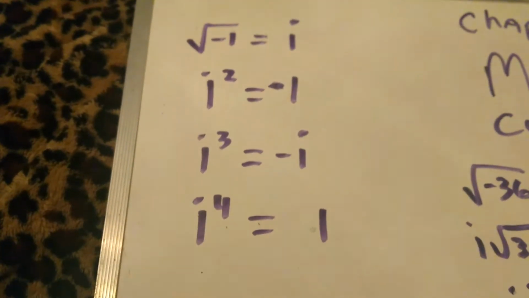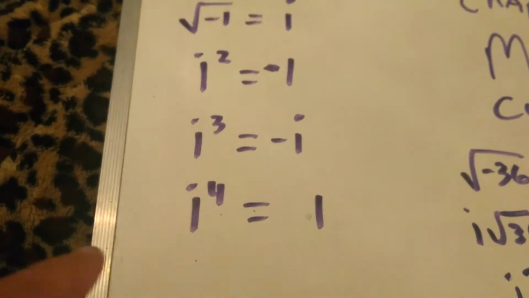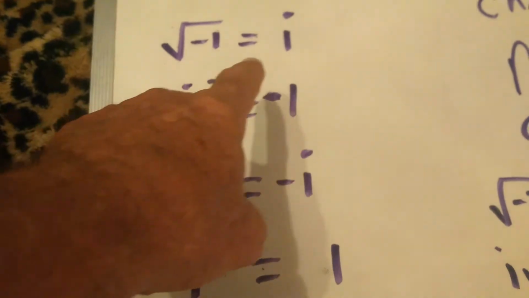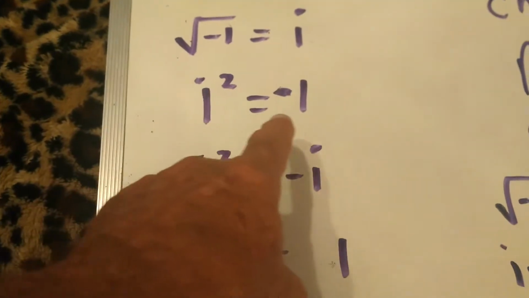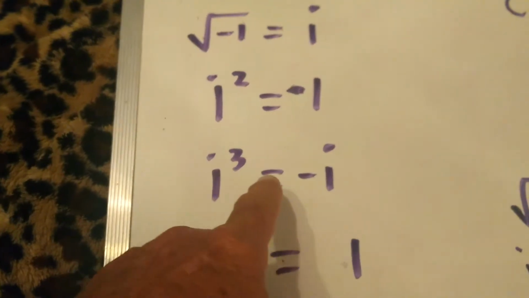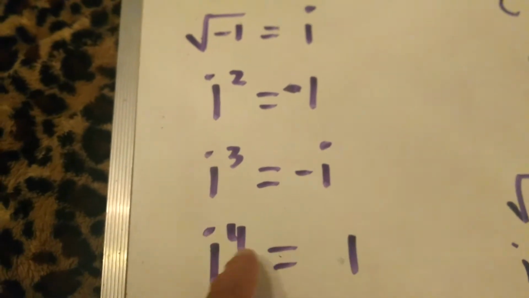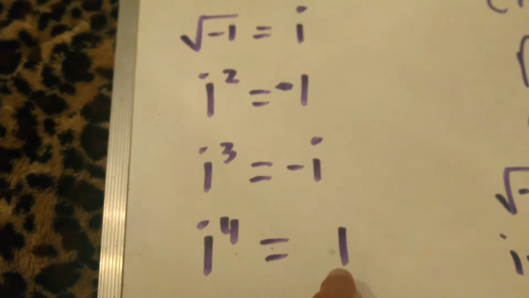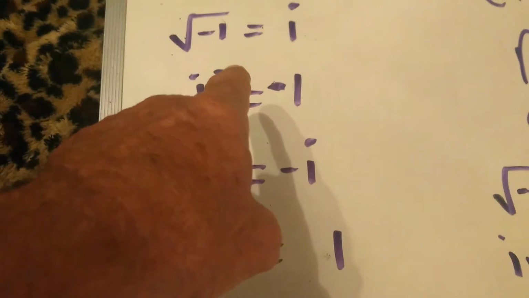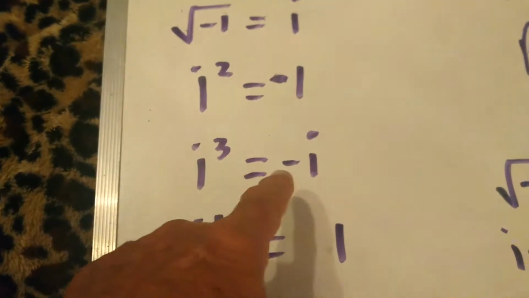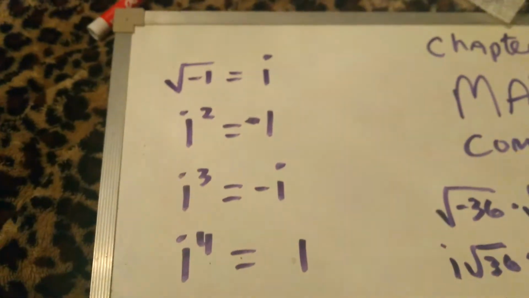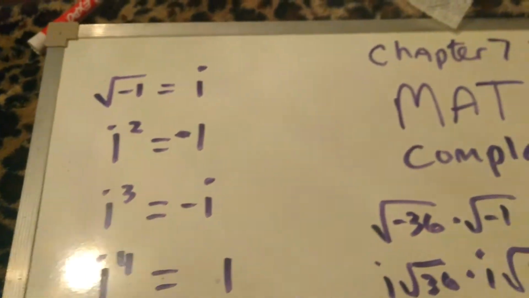That's all we really need to know, because then what happens is i to the fifth becomes i. i to the sixth, -1. i to the seventh, -i. i to the eighth, 1. And it just repeats itself. i to the ninth, i to the 10th, i to the 11th, i to the 12th, and so forth.